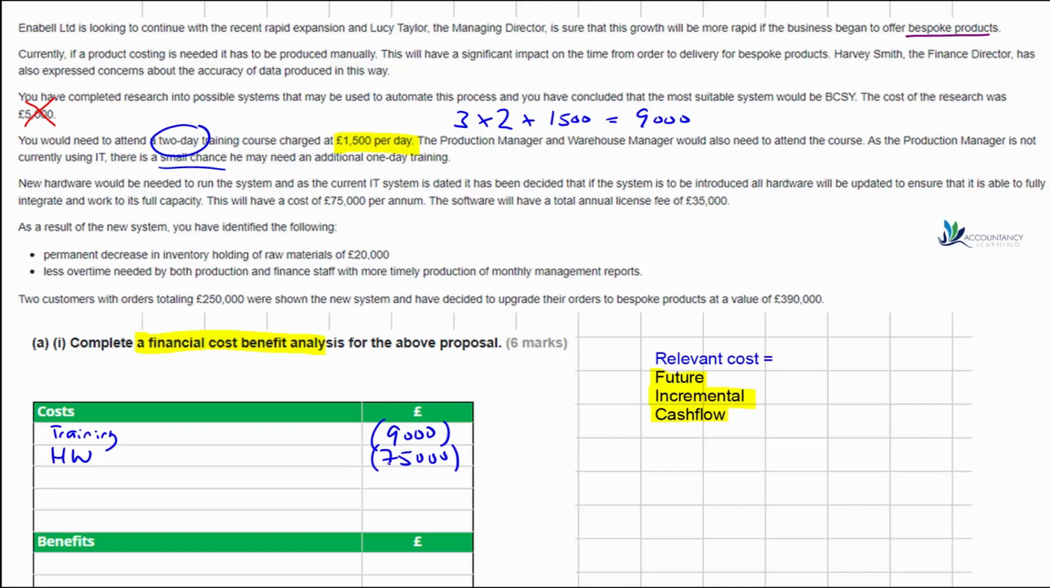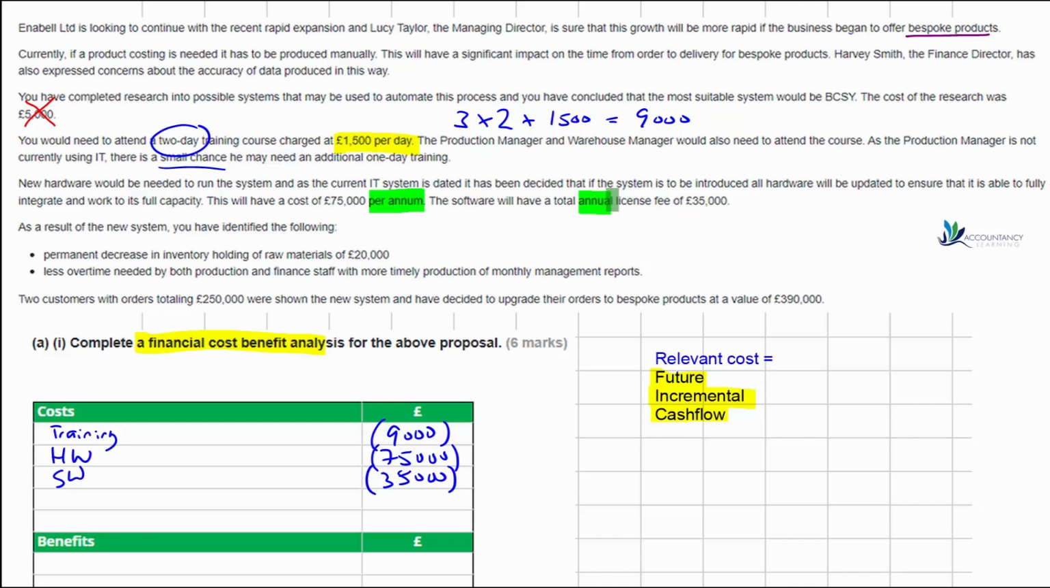And then software will have a total annual license fee of 35,000. So we've got our software as well, and that's going to cost us 35,000. Now, both of these tell us these are annual amounts, whereas the training course is going to be a one-off expense. But we don't have any information here about the number of years we're going to be using it. So I think we just need to be a little bit cautious here and just include this for the cost benefit for 1 year.